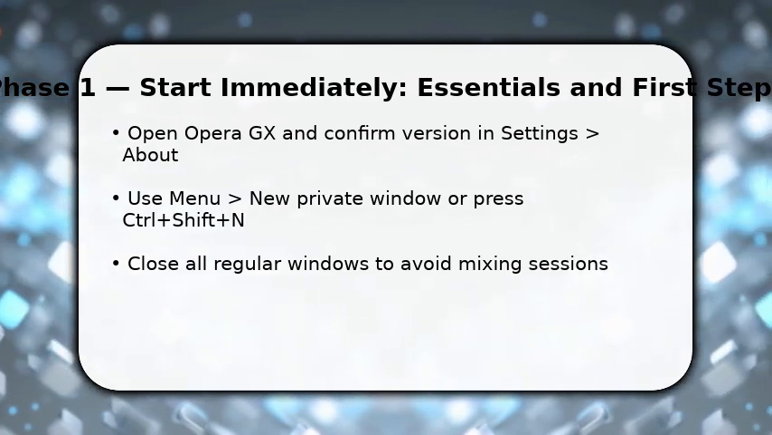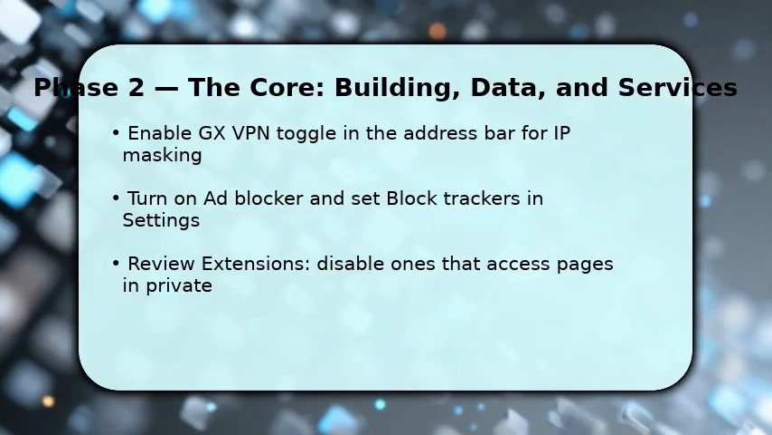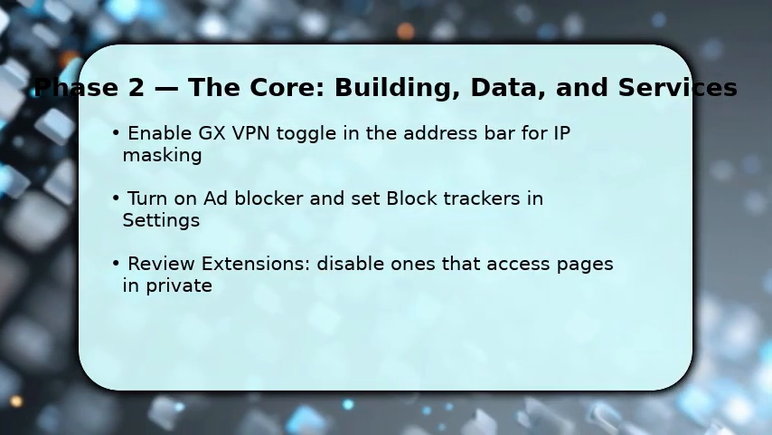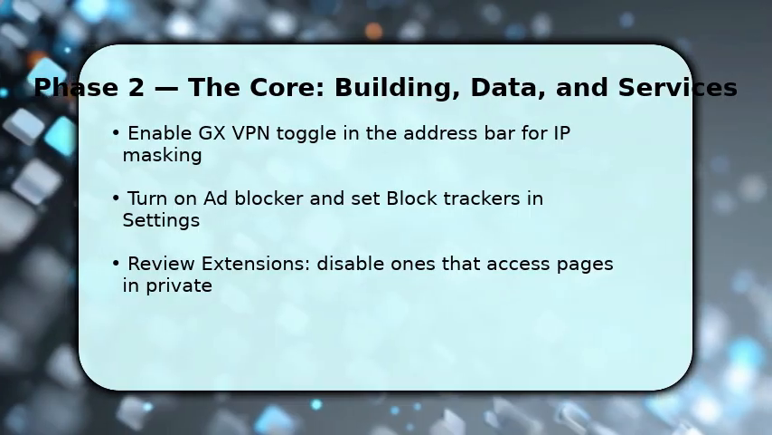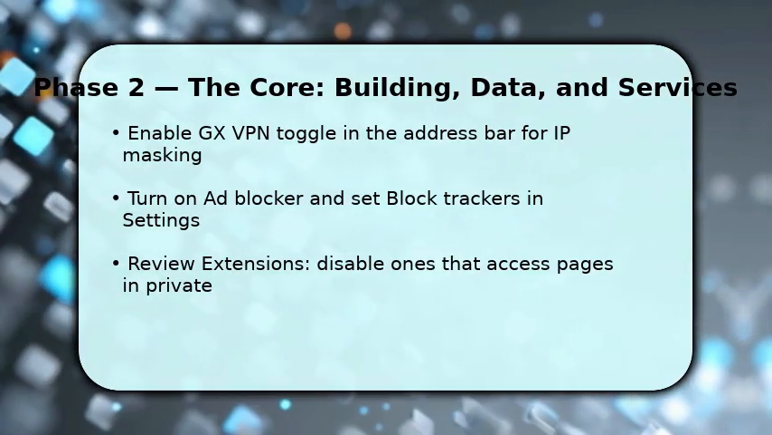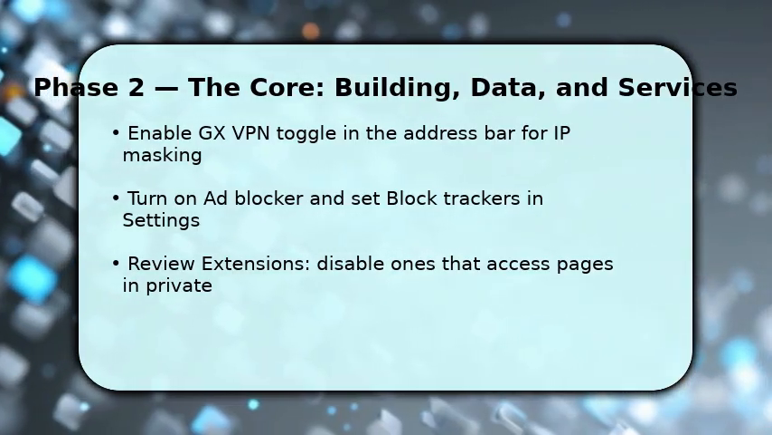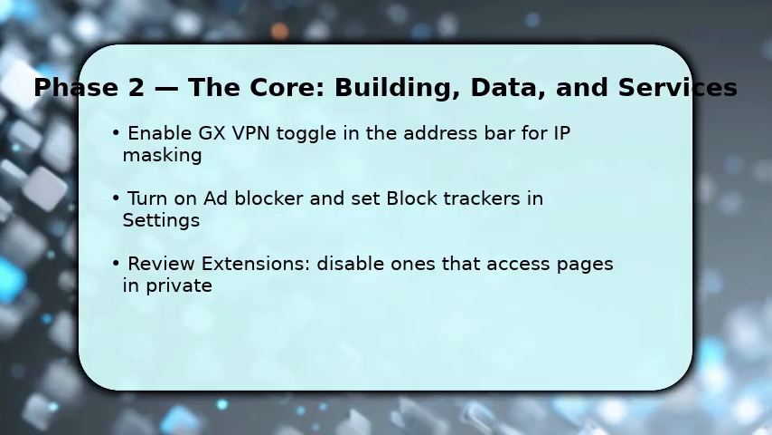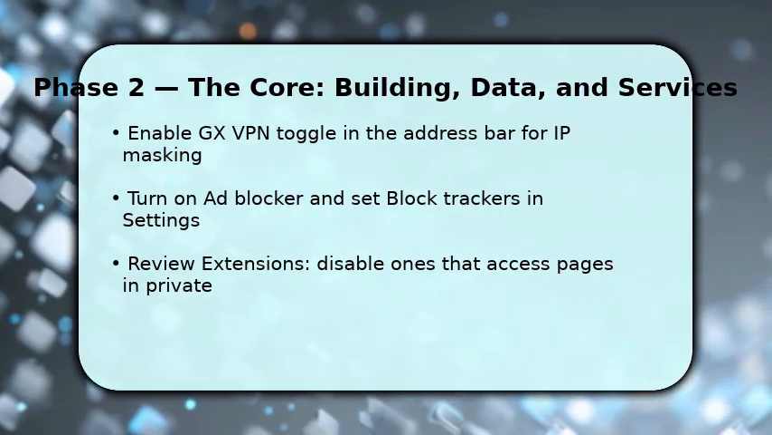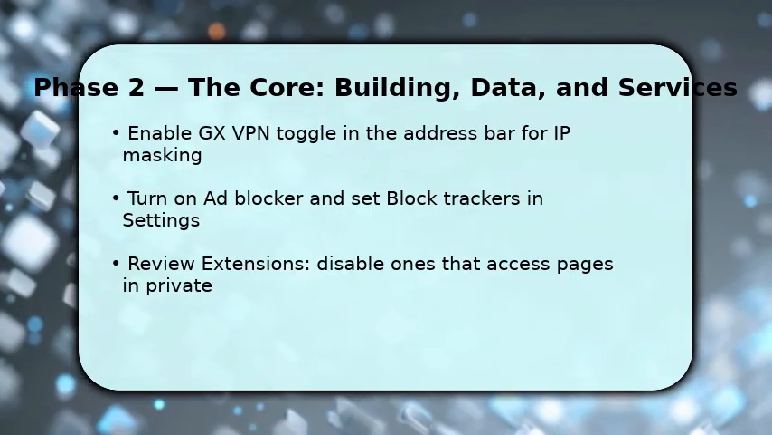Once the private window is open, tighten protections. Toggle the GX VPN from the address bar to mask your IP and choose a region if needed. Next, enable the Ad Blocker and Block Trackers option in settings to reduce third-party cookies and fingerprinting. This improves privacy and speeds loading.